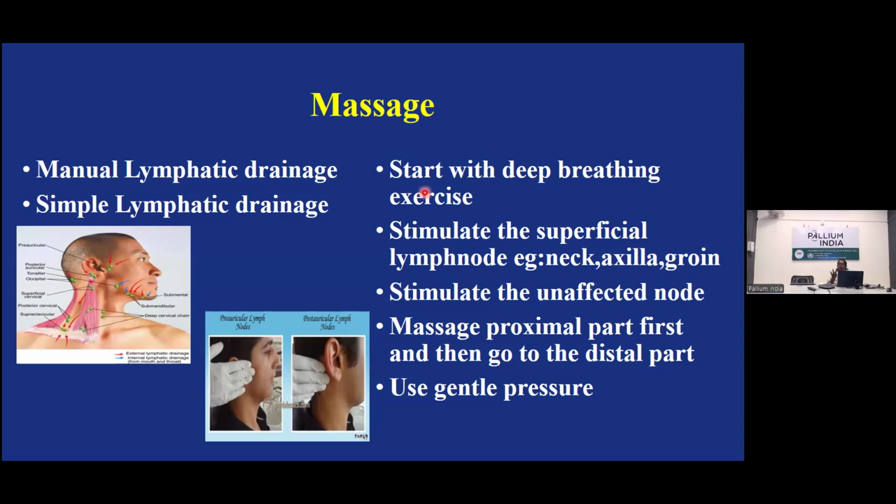We need to stimulate the deeper lymph nodes and then stimulate the superficial lymph nodes. For example, neck nodes, axilla, groin. These are the superficial lymph nodes. So you have to stimulate the neck nodes, and the supraclavicular node. Wherever we have a superficial lymph node, there is a pathway, and then you can try to push the fluid from the affected area to the non-affected area.